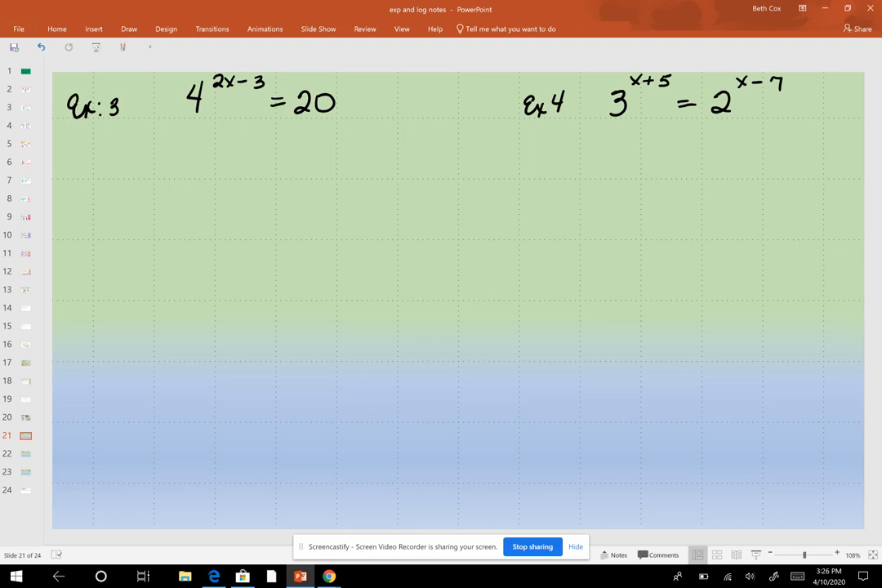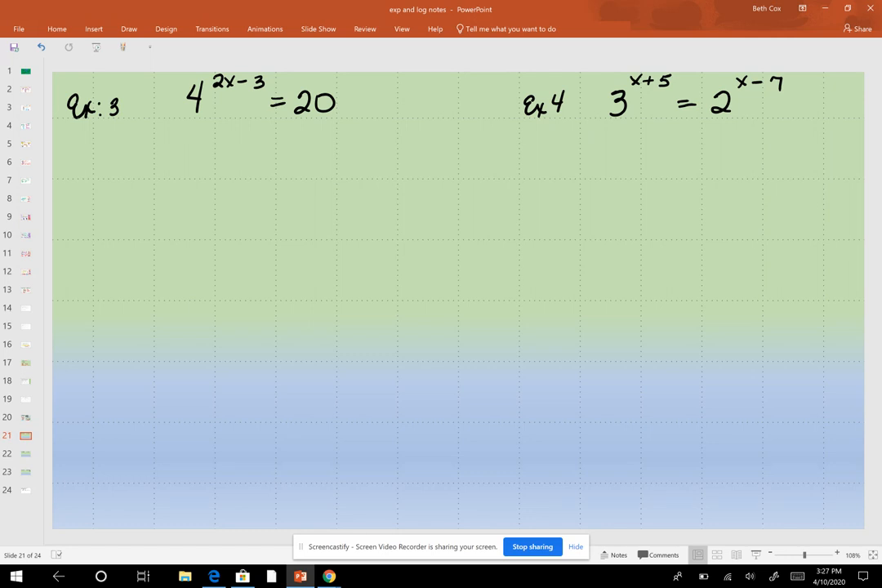Okay, guys, we're back. We are solving exponential equations using logarithms. Our steps were to isolate the exponential part, take the log of both sides, and we're going to use natural log, and then move the exponent to the front, and then we should be able to solve for the variable, which in most of these problems is x. So let's look at example 3 and see how this is going to work.